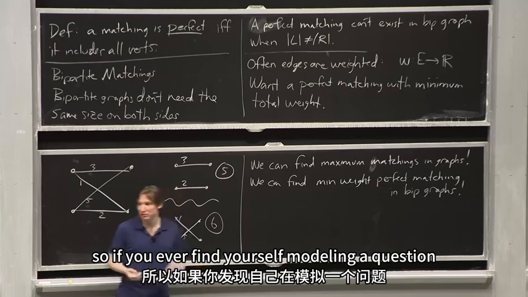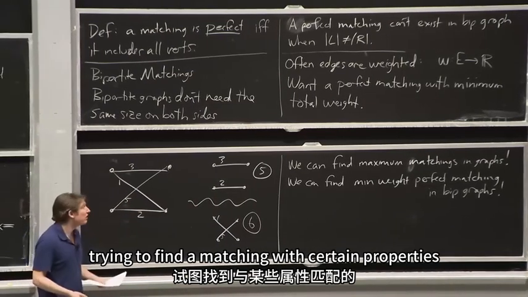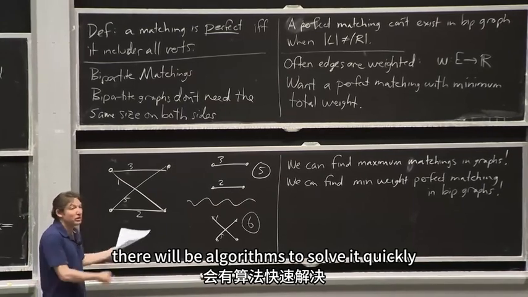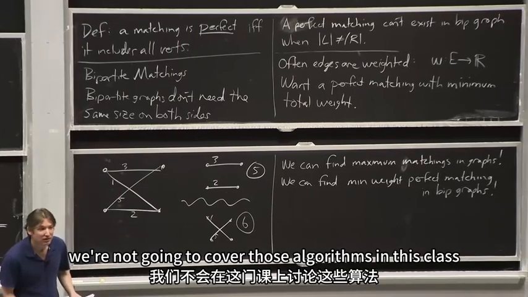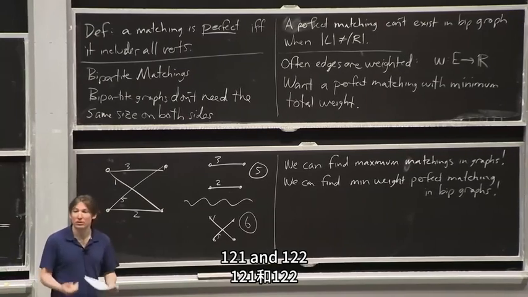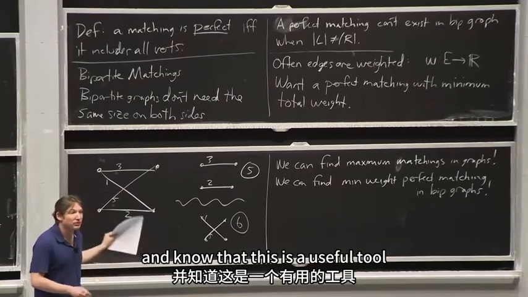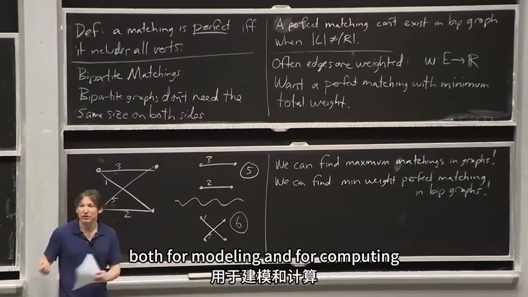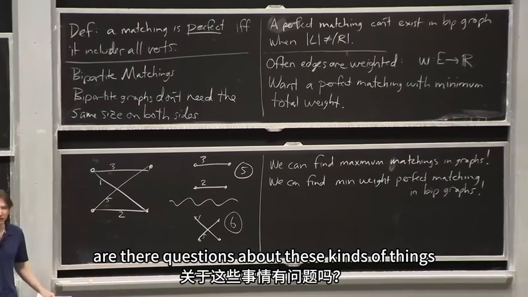So if you ever find yourself modeling a question with matching, trying to find a matching with certain properties, very often there will be algorithms to solve it quickly. We're not going to cover those algorithms in this class. You'll see more of them in the follow-up classes, 121 and 122. But just know that they're out there, and that this is a useful tool both for modeling and for computing. Are there questions about these kinds of things?